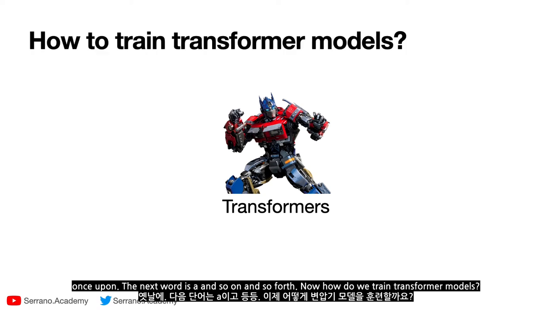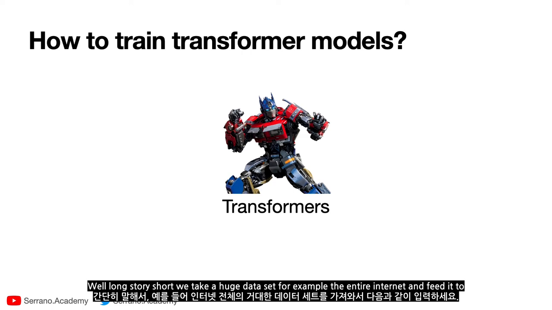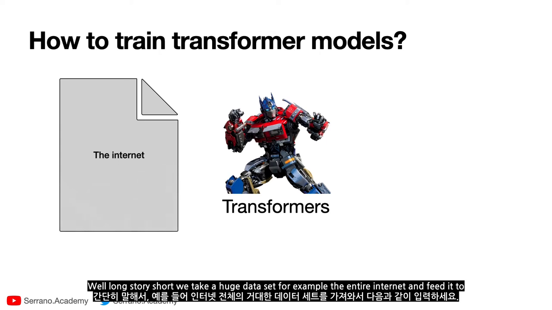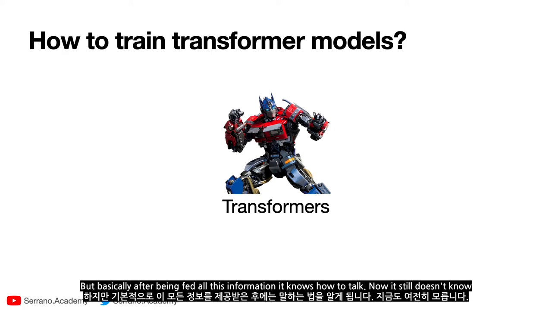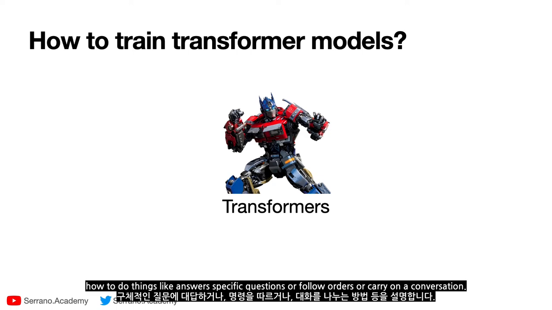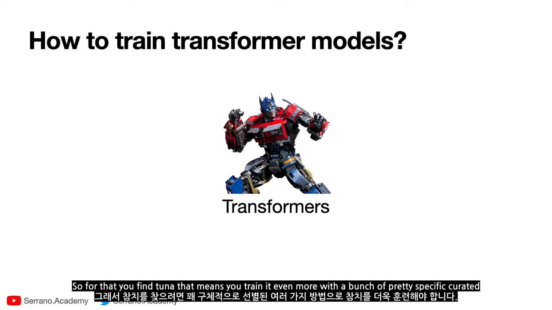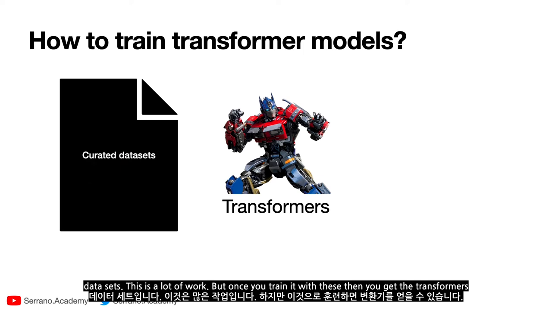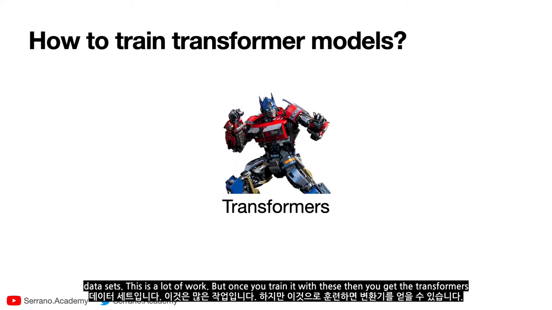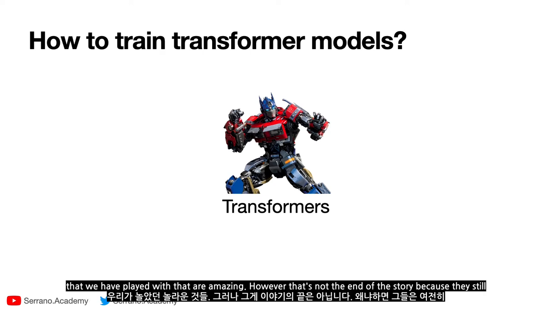Now, how do we train transformer models? Well, long story short, we take a huge data set, for example, the entire internet, and feed it to this humongous neural network. A transformer is a humongous neural network with some extra stuff on the side, but basically after being fed all this information, it knows how to talk. Now, it still doesn't know how to do things like answer specific questions or follow orders or carry on a conversation. So for that, you fine-tune it. That means you train it even more with a bunch of pretty specific curated data sets. This is a lot of work. But once you train it with these, then you get the transformers that we have played with that are amazing.